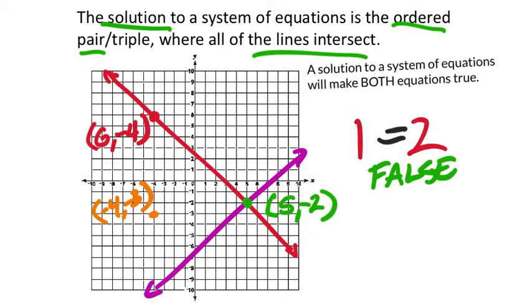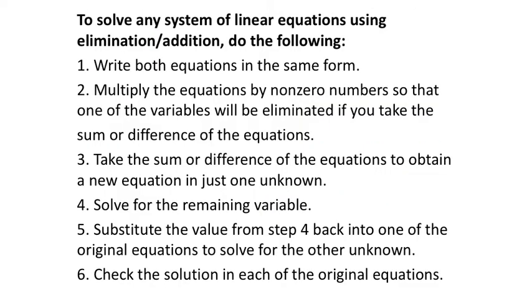We want true statements. So here's the process that we use for solving systems of equations with either elimination or substitution, which again, you need to have both of these down specifically and know how to use them exactly. So if it says you have to use elimination to solve this, we need both equations in the same form. Okay, so we can't have one in slope-intercept form and then one in standard form.